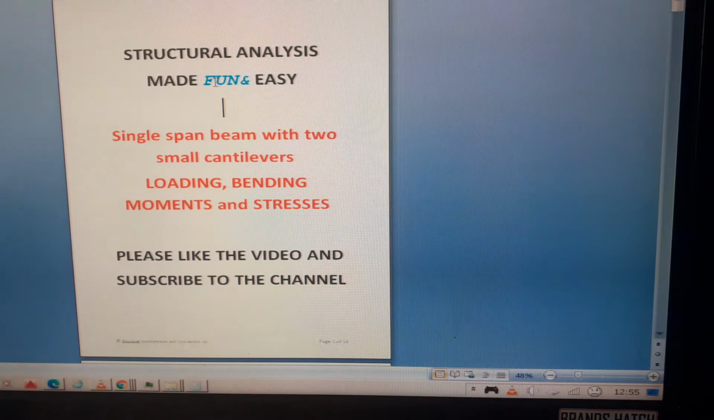This is structural analysis made fun and easy. A single span beam with two small cantilevers. So this is about loading, bending moments and stresses.